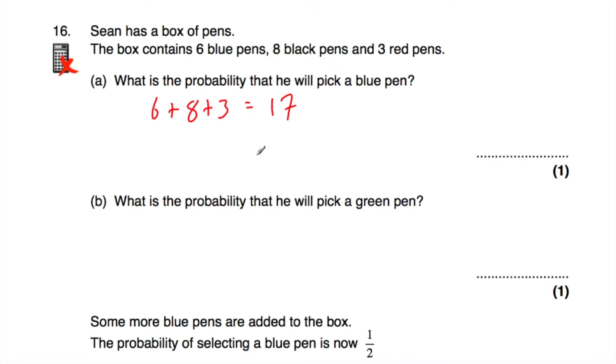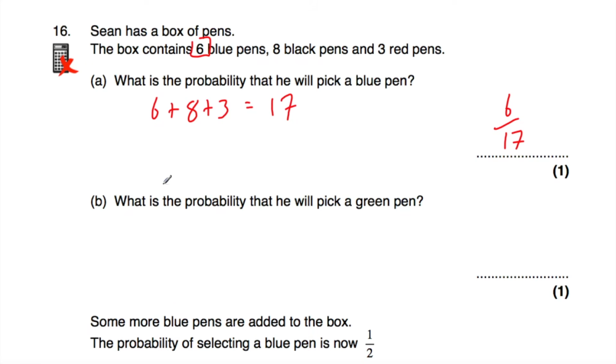So there's 17 pens in the box, and we want to find the probability that he picks a blue pen at random. If we have a look, there's 6 blue pens, so it's going to be 6 17ths. 6 out of 17 pens are blue, and that's it. That fraction can't be cancelled down, so our answer is 6 17ths.